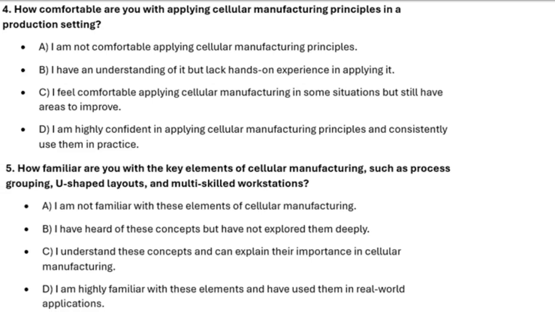5. How familiar are you with the key elements of cellular manufacturing, such as process grouping, U-shaped layouts, and multi-skilled workstations? A. I am not familiar with these elements of cellular manufacturing. B. I have heard of these concepts but have not explored them deeply. C. I understand these concepts and can explain their importance in cellular manufacturing. D. I am highly familiar with these elements and have used them in real-world applications.